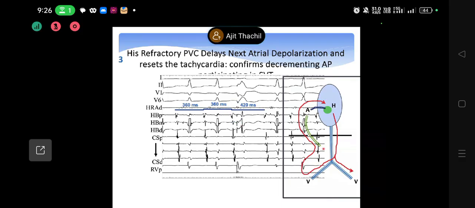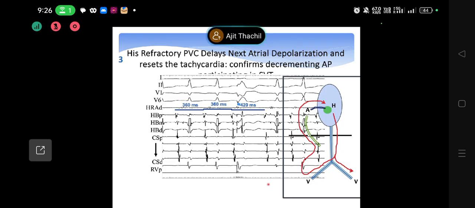The PVC has come when the His is refractory. So it can go up only if there is an accessory pathway. It has gone up. Not only has it gone up, it has gone up very slowly. So that is a decrementing accessory pathway. Meaning, if a His-refractory PVC does anything to the next A, this means that there is an accessory pathway. Now, what is happening here?